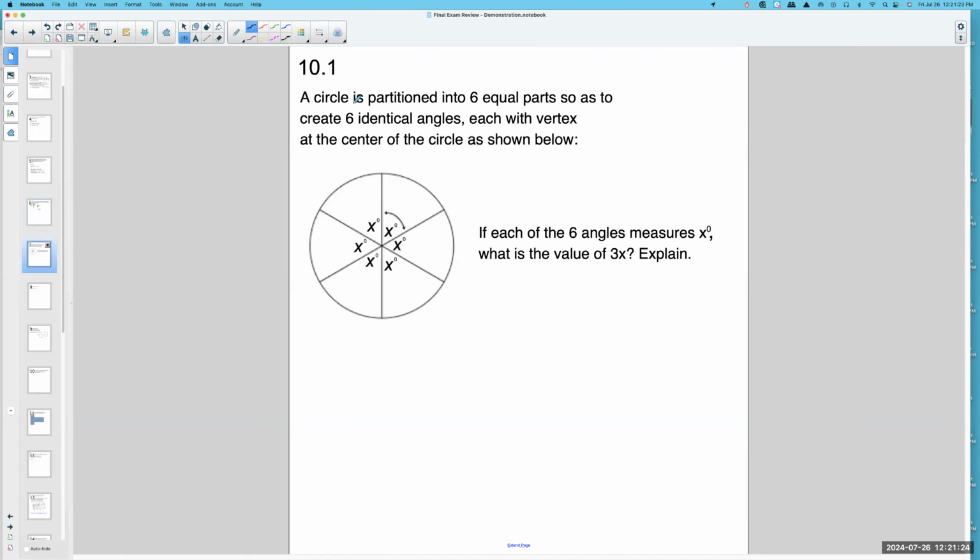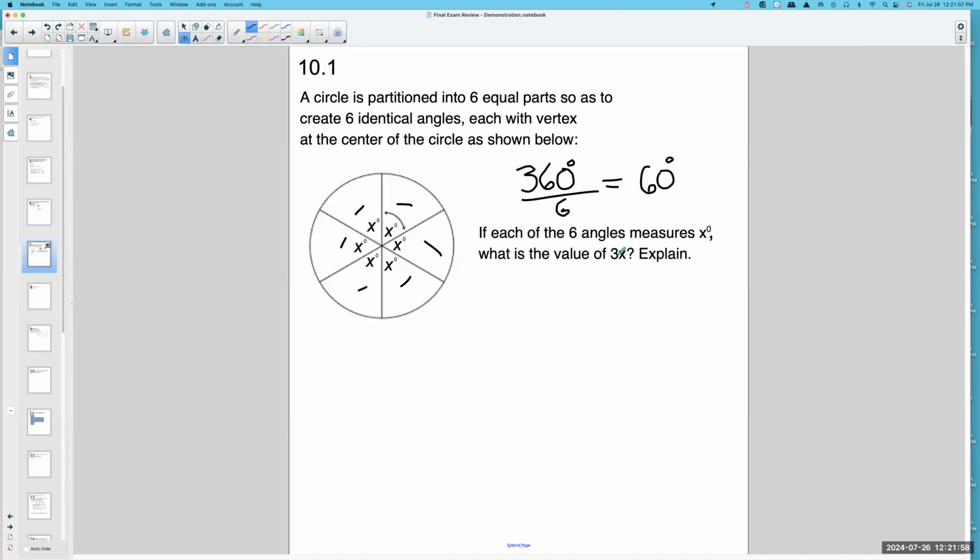Okay, a circle is partitioned into 6 equal parts so as to create 6 identical angles, each with a vertex at the center of the circle as shown. If each of the 6 angles measure x degrees, what's the value of 3x? So first we've got to find x. Well, there are 360 degrees in a circle. And I have 1, 2, 3, 4, 5, 6 pieces. They already told me that. But if I divide by 6, that gets me 60 degrees per piece, per slice, per wedge.